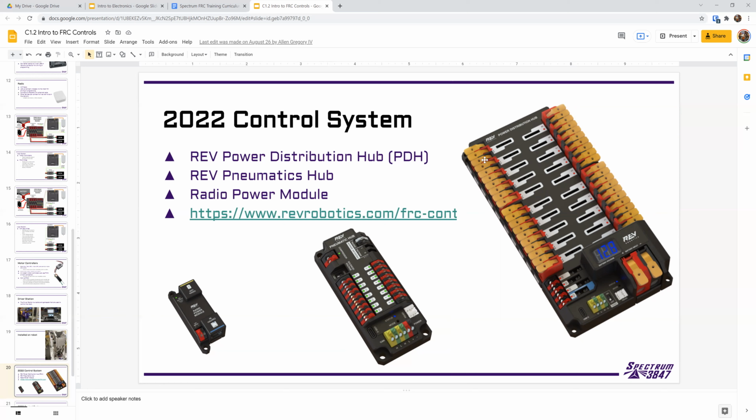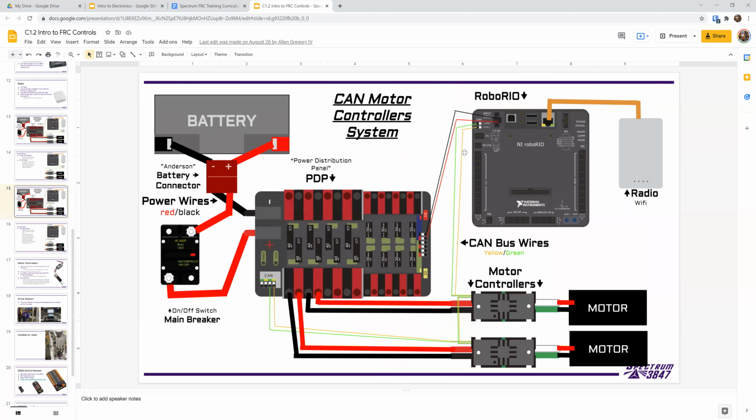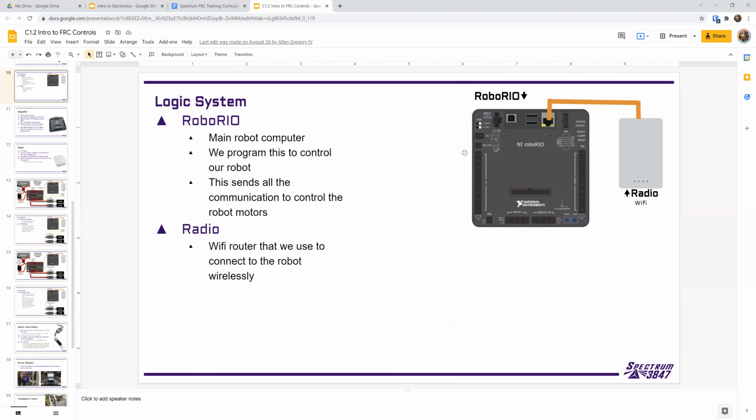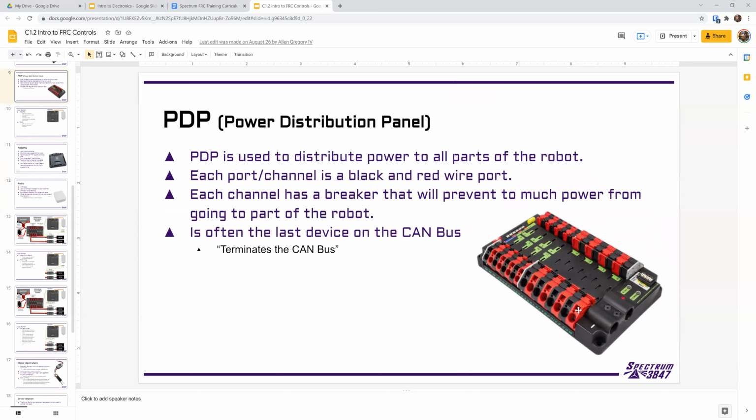Some of the big changes are that this PDP is now called the Power Distribution Hub, the PDH. And so these use levers instead. If we go back to here, basically you have to insert a tool that's kind of like a screwdriver, and it opens up the inside of here for you to put a wire into.